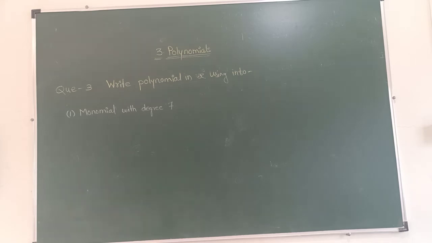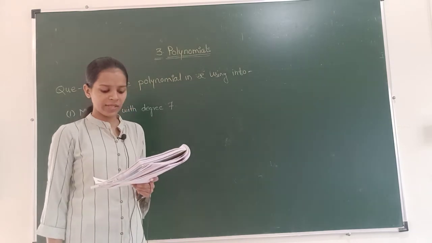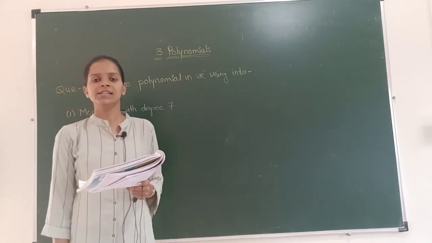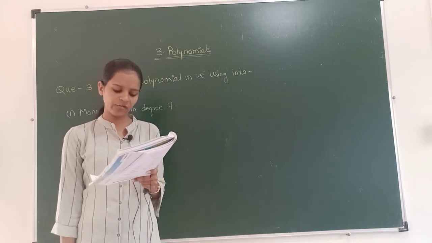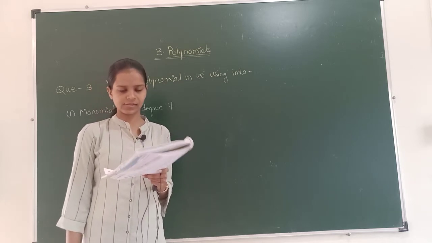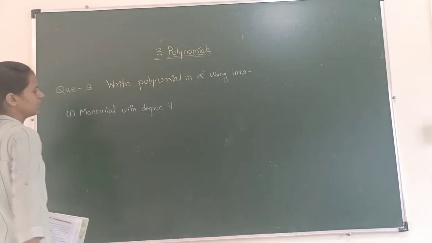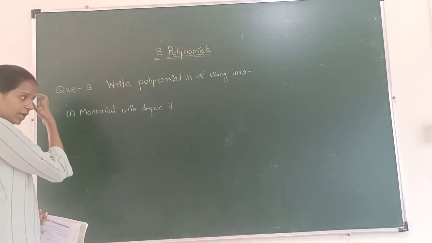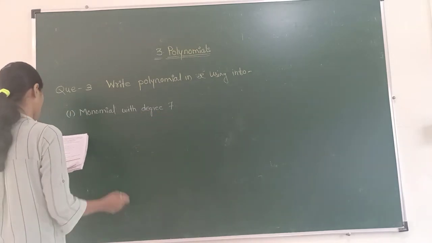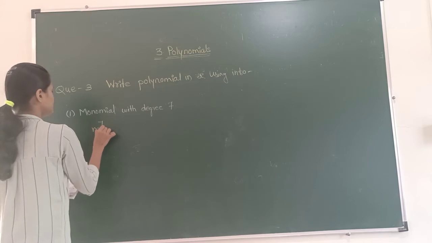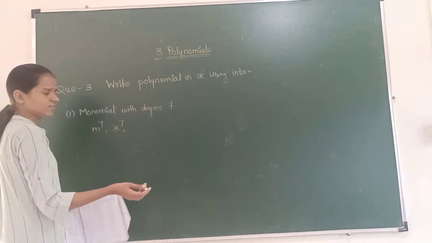See, question number 3 of practice set 3.1. Write the polynomial in x using the given information. They have given us the information, and we have to write the polynomial of x. Okay. So, the first one is monomial with degree 7. What they have given us is degree 7 and it is a monomial. So, we can write m raised to 7, x raised to 7. Anything, you can write so many.